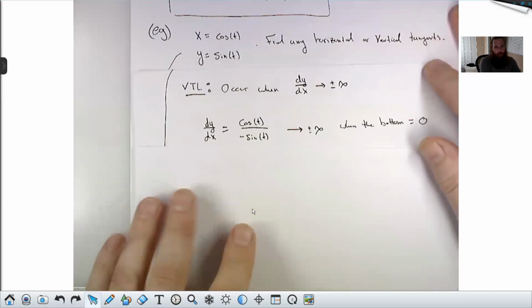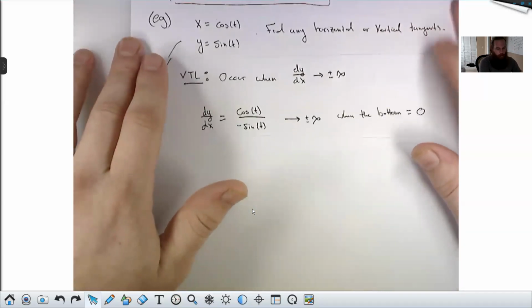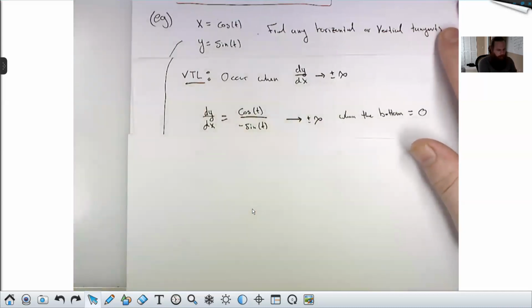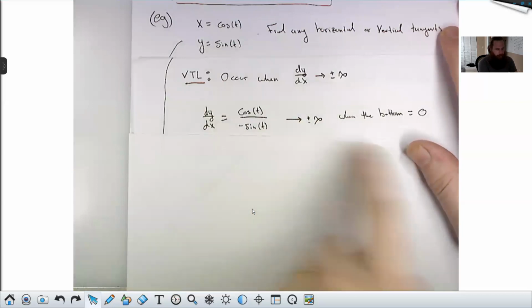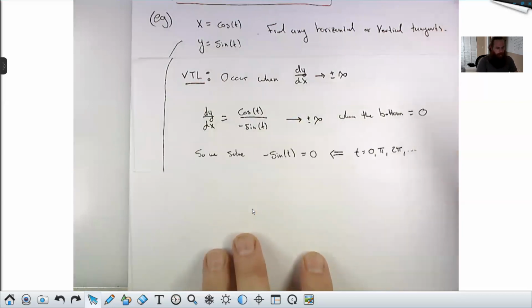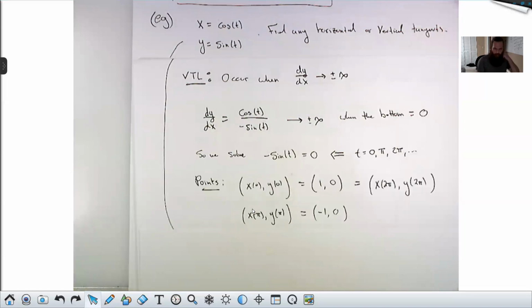So dy/dx doesn't change. That's still cos t over negative sine t. And we need to figure out where that blows up to infinity. Functions blow up to infinity when the bottom goes to 0, so we set the bottom equal to 0. And we get these solutions for t: 0, pi, 2 pi, because that's where sine of t is equal to 0. And then we plug those in to get the points.